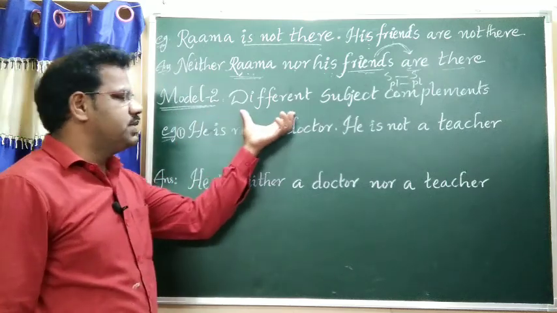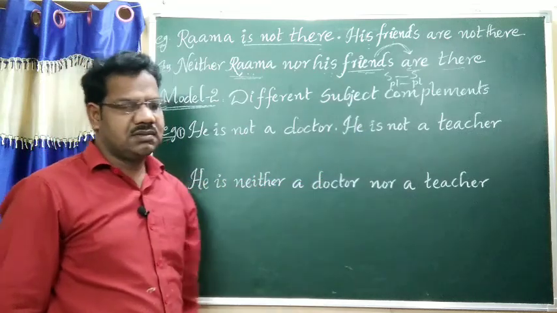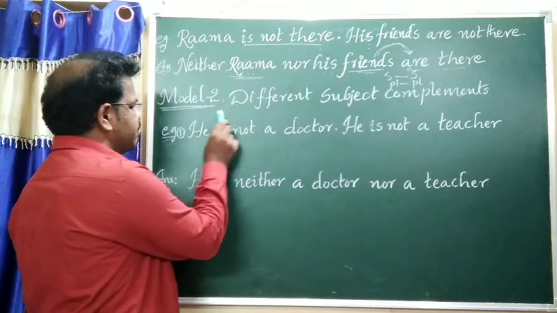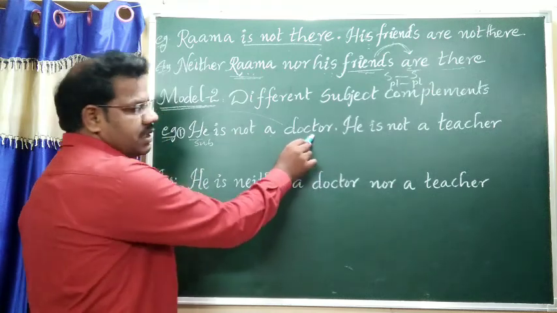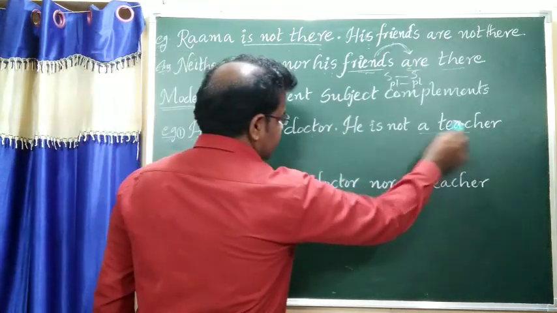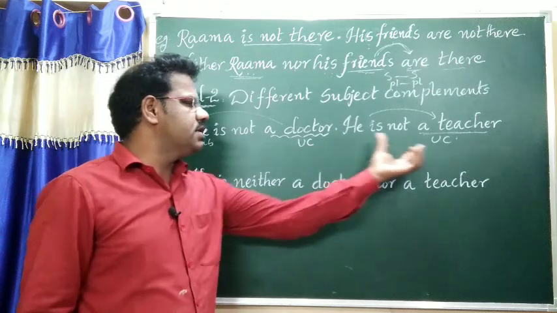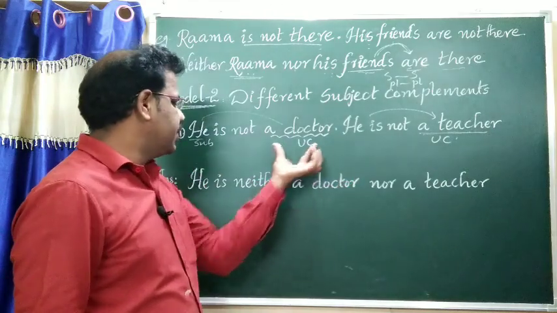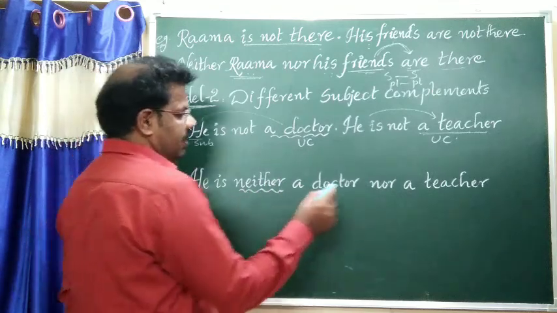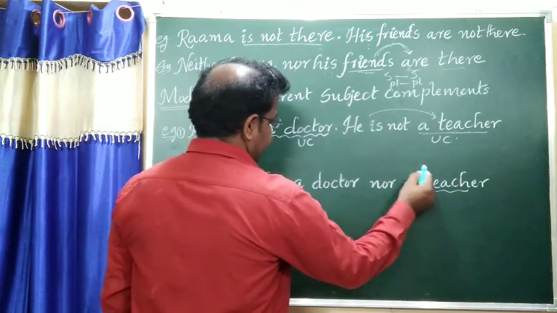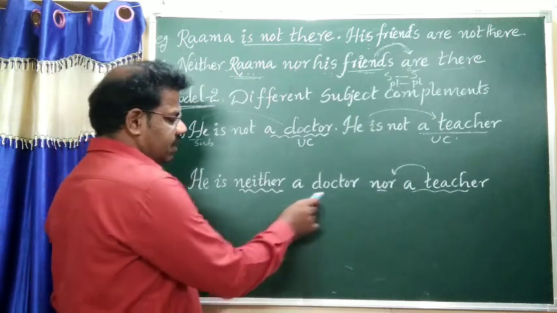And model two, different subject complements. He is not a doctor, he is not a teacher. So the meaning is coming from the subject, so it is a subject complement. Here a teacher is also a subject complement. See here, a doctor is one uncommon word. Before one uncommon word, we have applied neither. Another uncommon word, a teacher, before that nor. Then the answer is, he is neither a doctor nor a teacher.